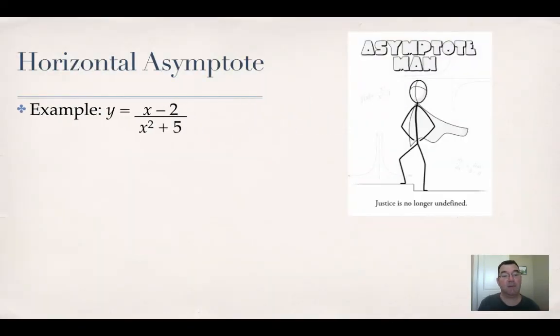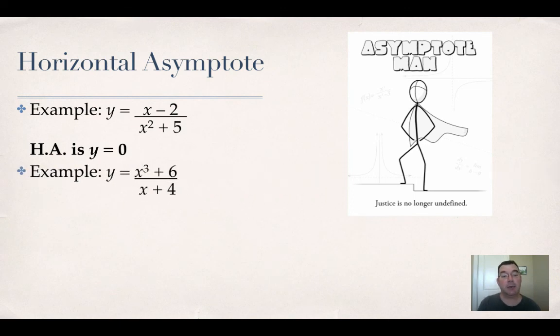For example, if I have y equals x minus 2 over x squared plus 5, on the top I have a degree of 1 because the highest exponent of x is 1. I've got an x to the 1 there. On the bottom, the highest exponent of x is 2, so the degree of the bottom is 2. So this is one of those situations where the degree on the top is smaller than the degree on the bottom. And what we said in that case was that the horizontal asymptote would be y equals 0.